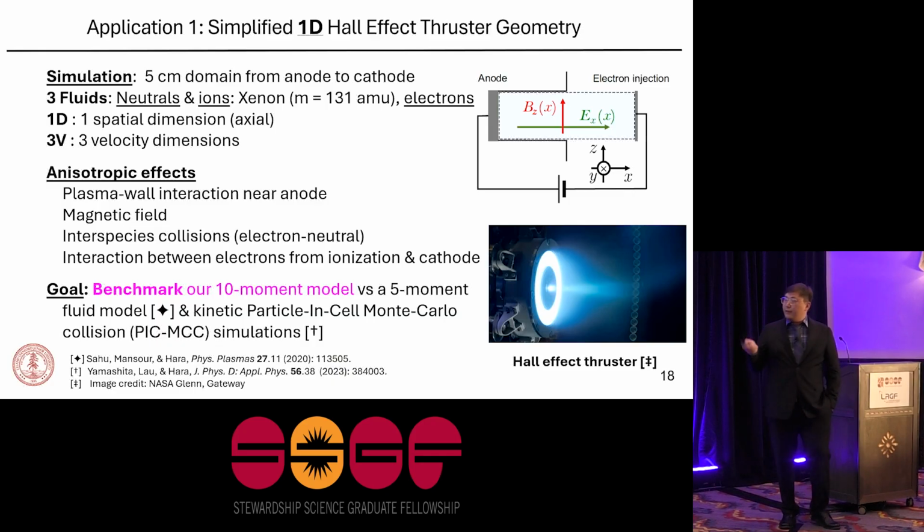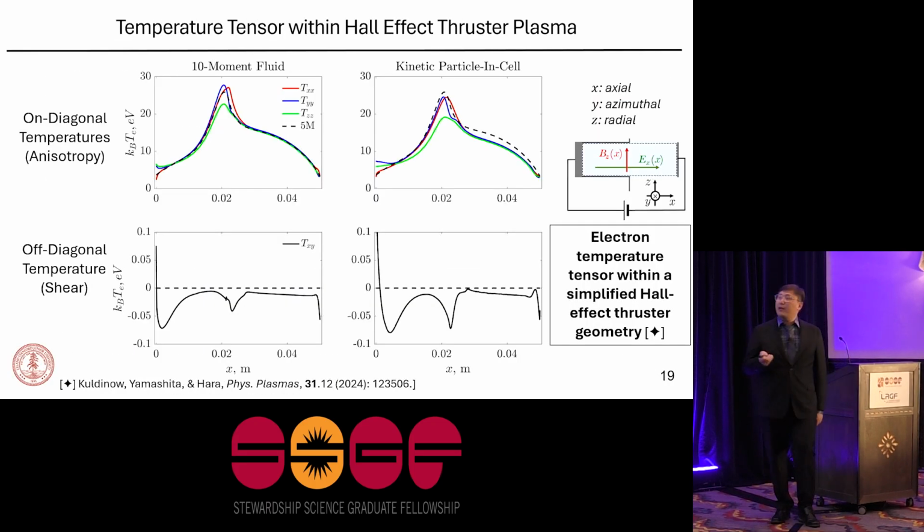So I'll skip through the details of the setup. Essentially, it's a 1D anode-cathode gap with neutrals, ions, and electrons. And this is the main result. And we're looking at the full temperature tensor inside of the plasma. On the left is the 10-moment fluid model. And on the right is the kinetic particle-in-cell model.